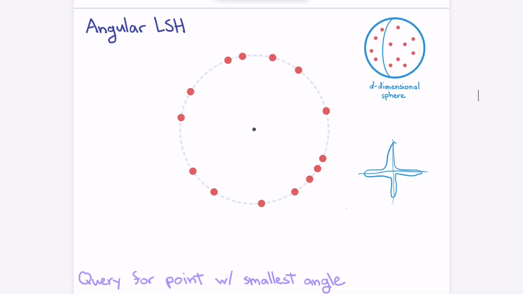Okay, so the goal is to build an LSH scheme for this. I'm trying to come up with some kind of hash function, some way to assign points into buckets that hopefully helps things that are close by collide. It might even be helpful just to try to think of something that works in 2D.